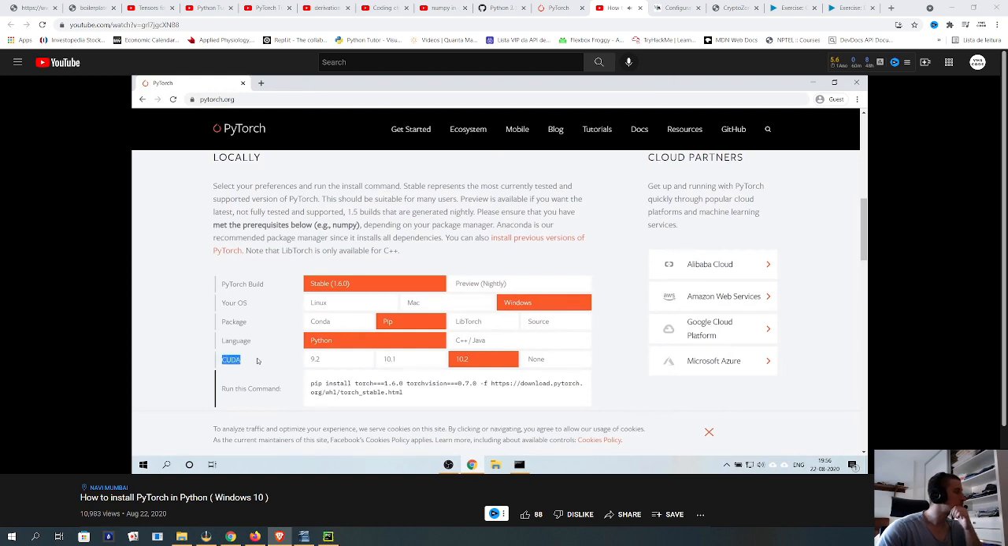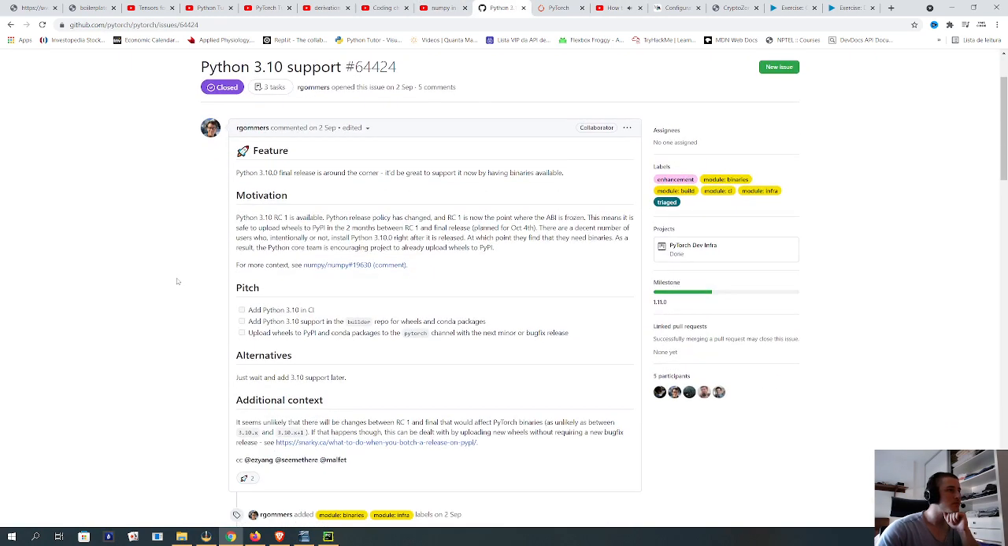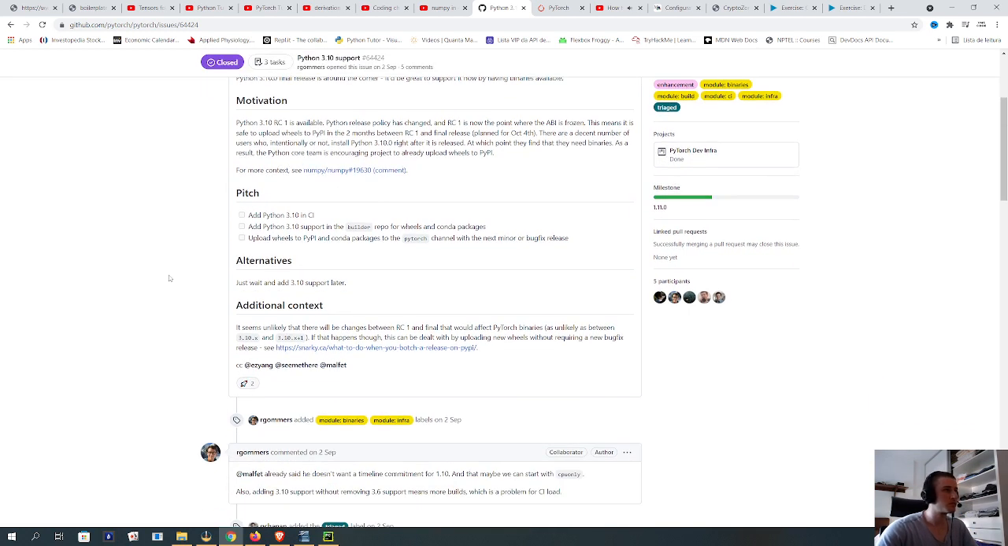CUDA is the option for GPU systems. According to the version of your GPU, you need to select the CUDA version. I don't have a GPU in this system, hence I will select none. We'll copy the command and open it in the command prompt.